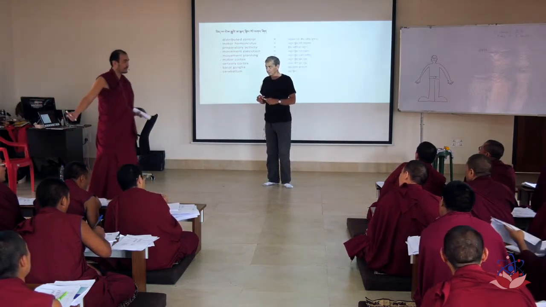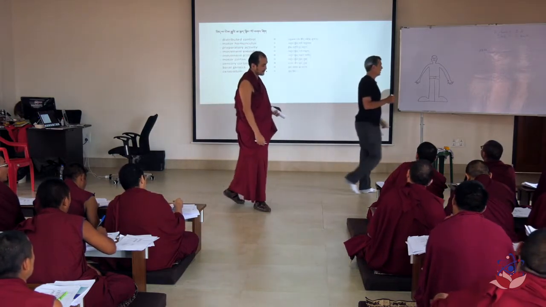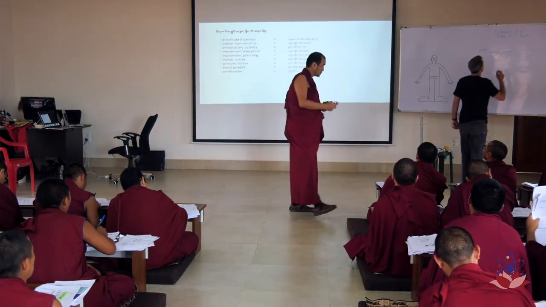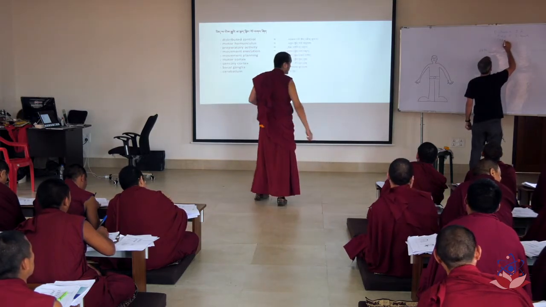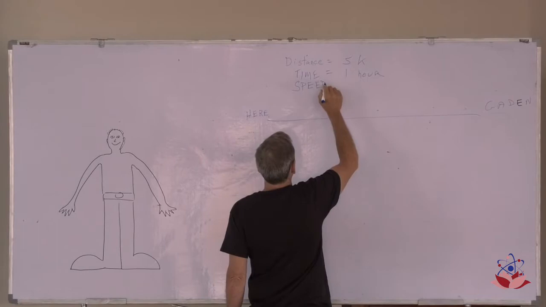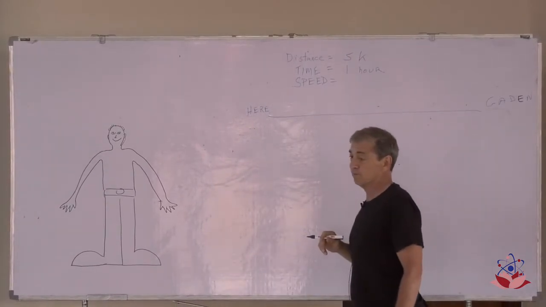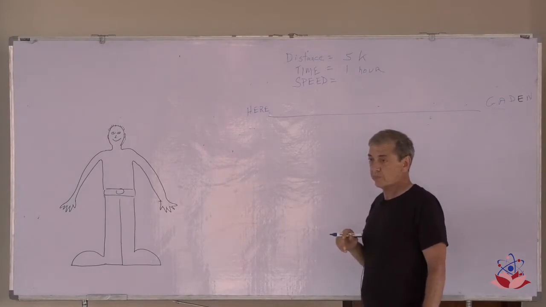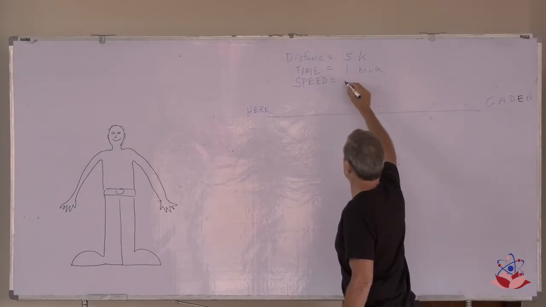So some say velocity, some say speed. Okay, the speed. Okay? And so, in this example, how fast would it be? It would be 5 kilometers per hour.